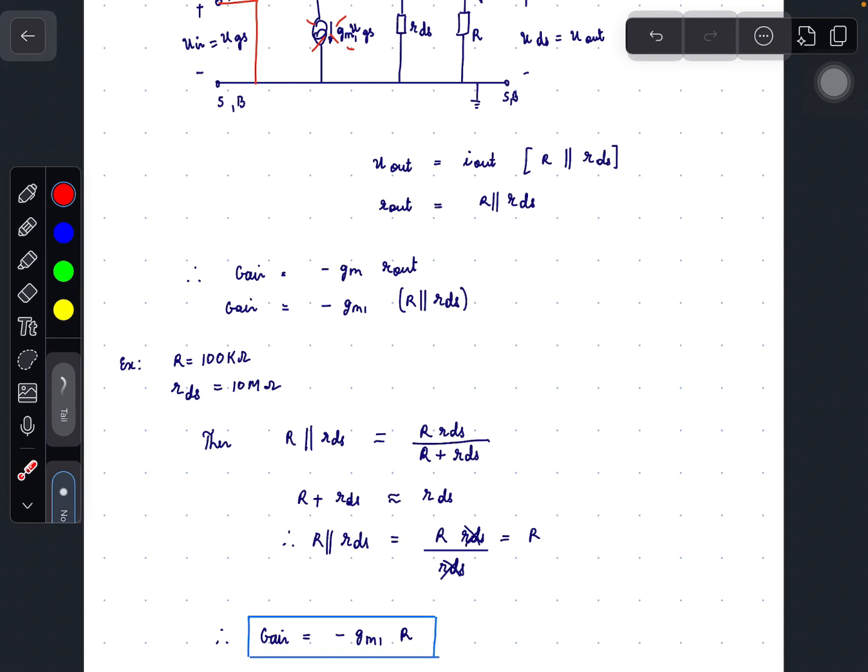Here RDS is the output resistance of the transistor. It will generally be in the range of 10 mega ohms, and R here we have chosen to be 10 kilo ohm. So when we take the parallel value, R parallel to RDS will be equal to R. So gain will be equal to minus GM1 times R.